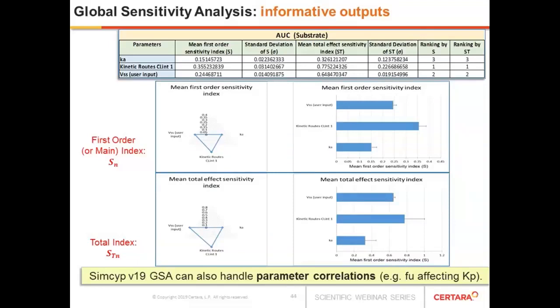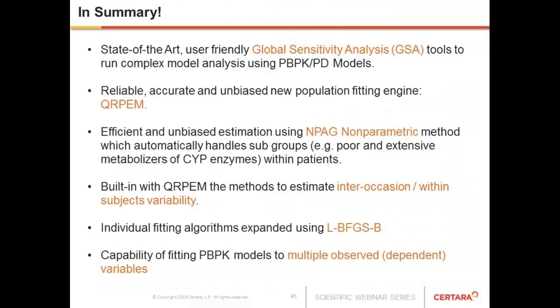As I already mentioned, this GSA module can handle parameter correlations. If you select the extended Sobol method, you need to input the correlation matrix, and the rest will be looked after by the GSA module.